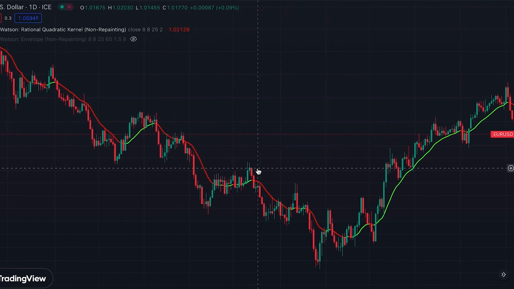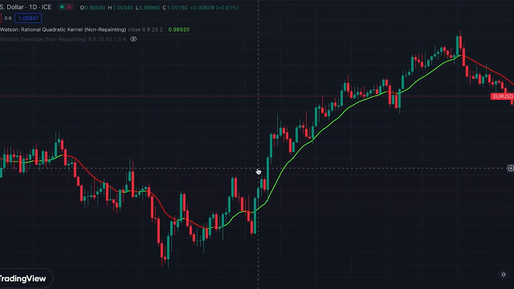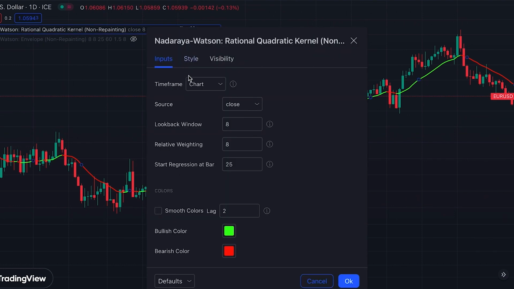This indicator can be used with any other directional indicator or alongside your trading strategy to discover high probability trades in the current direction of the market. Please pay attention that by default the look back period for this indicator is set at 8, and that's why this line is moving very closely to the price action and giving us signals on every turning point of the market.